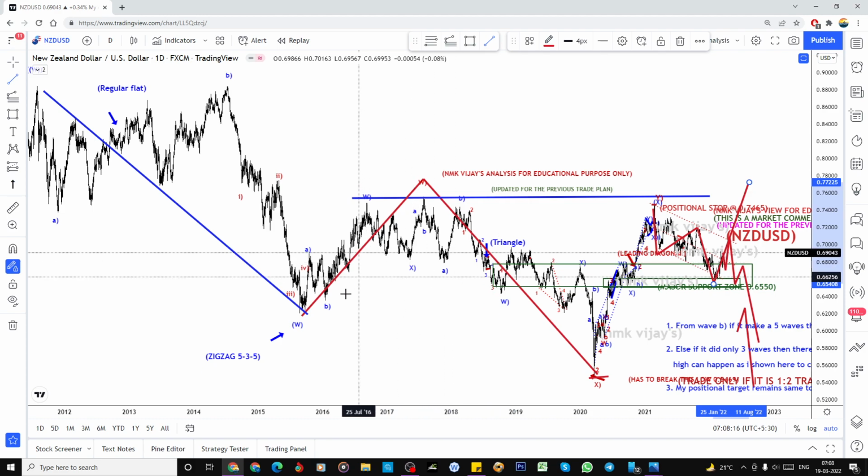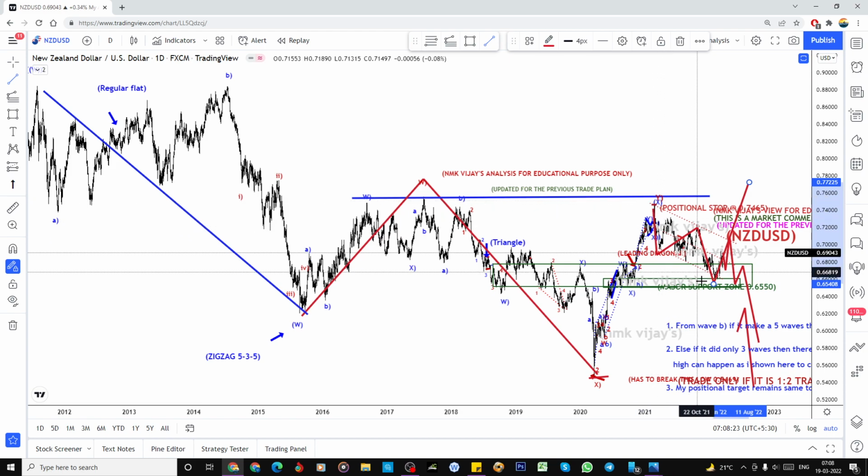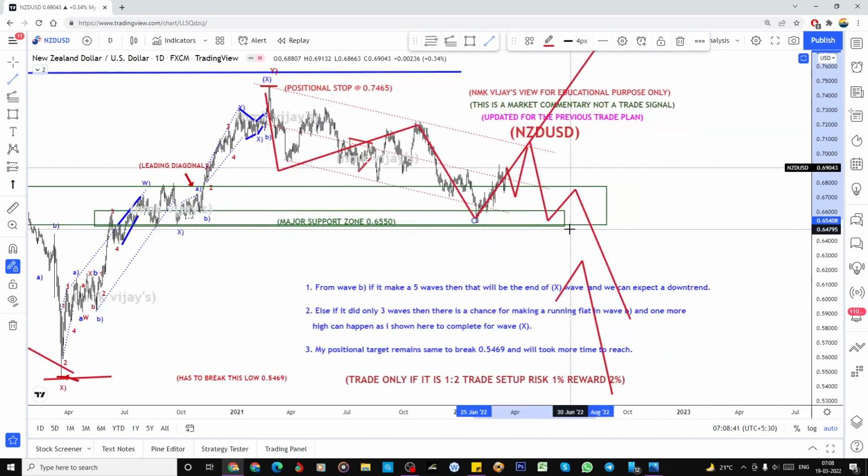So I did this as an ABC, as a W X here, and we need one more low to the downside to break this low. So the intermediate wave is the correction part. We are in the correction part, or either it could be A, B, C, D, E, and then only one more downside is also possible if it is a triangle. So what is the next?